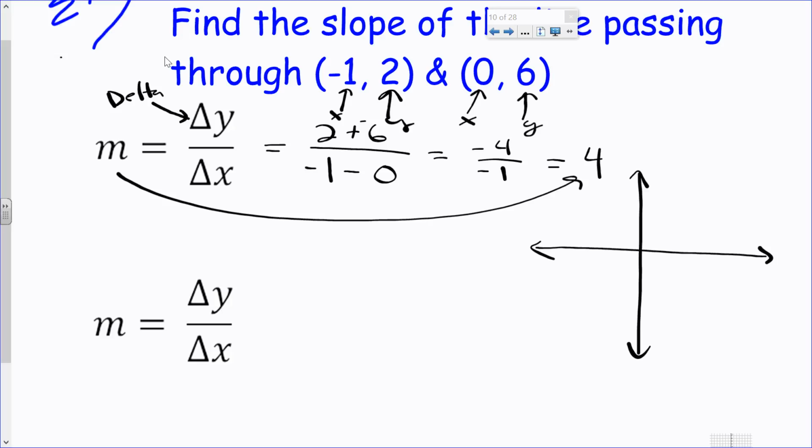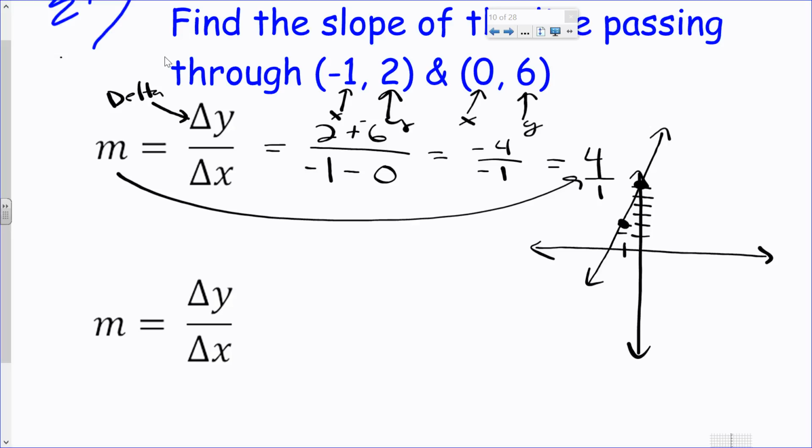So let me plot the points. Negative 1, 2. Okay, that was the first point. And then 0, 6, 1, 2, 3, 4, 5, 6. There's the 2 points. Let me draw a line through them. So a slope of 4 really means vertical 4, horizontal 1, yeah? I think that's exactly what we have. Up 1, 2, 3, 4, and then horizontal 1. So the graph proves it.